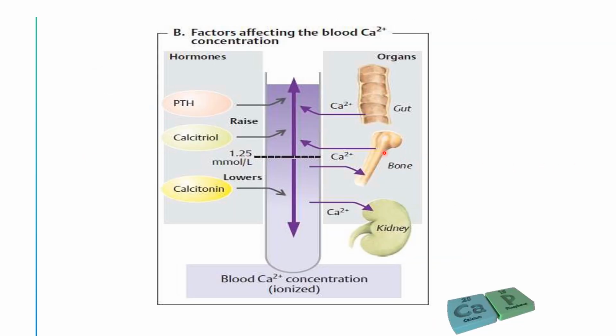So, factors affecting the blood calcium concentrations are, as I have told you, parathormone, calcitriol or vitamin D, and then calcitonin. So, these will be raising the level of calcium in the blood. Okay, and then the organs are gut, bone, and kidney. So, bone again, there will be resorption and absorption of calcium. From the intestine, calcium is absorbed, and from the kidney, calcium is reabsorbed. From the blood, calcium will enter into the kidney and again be reabsorbed.